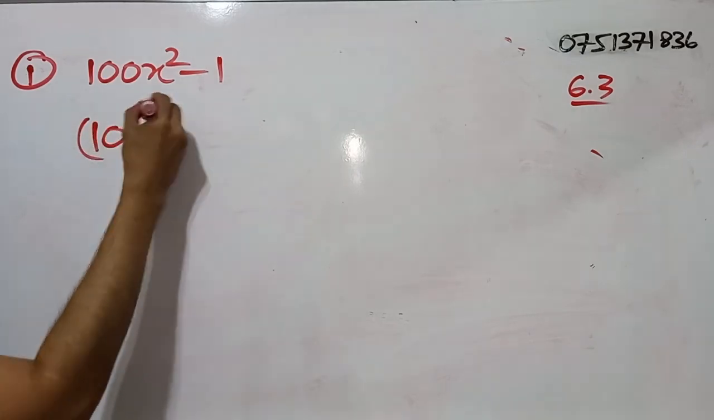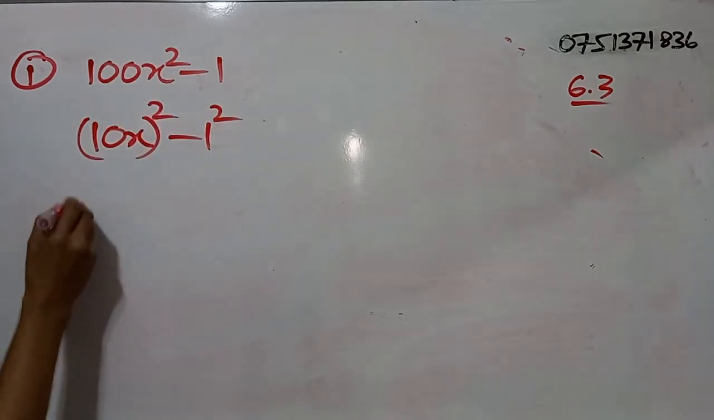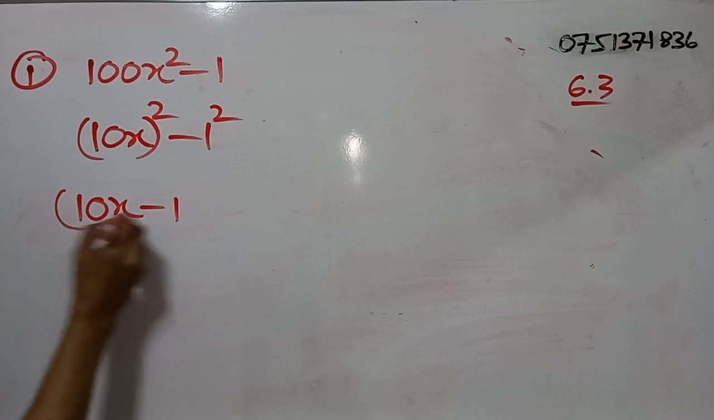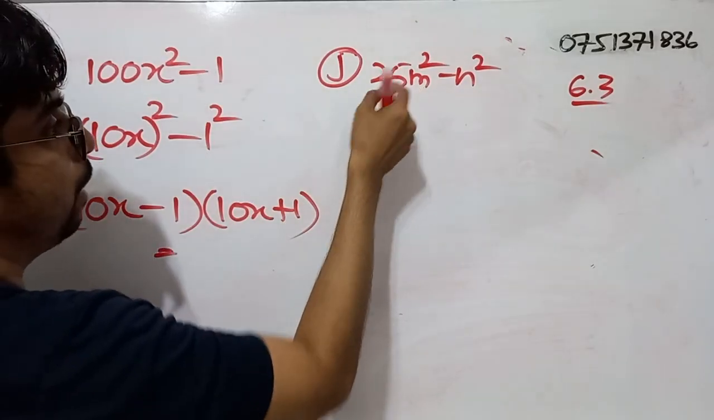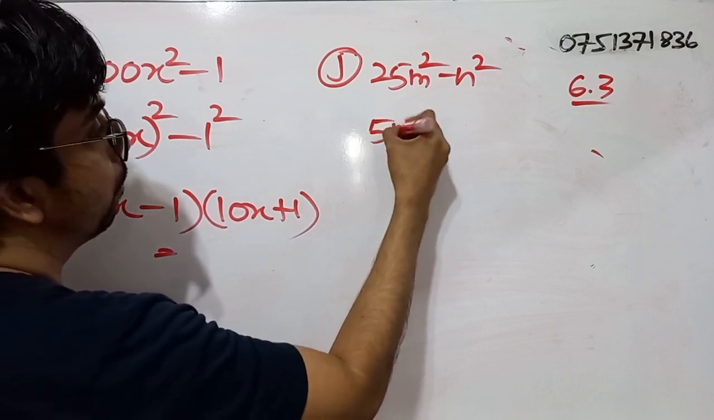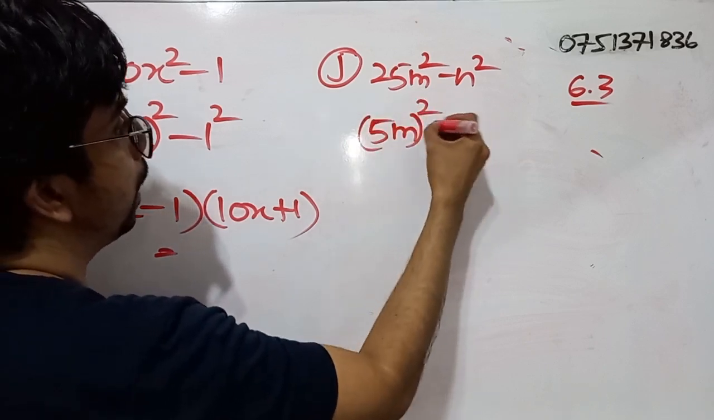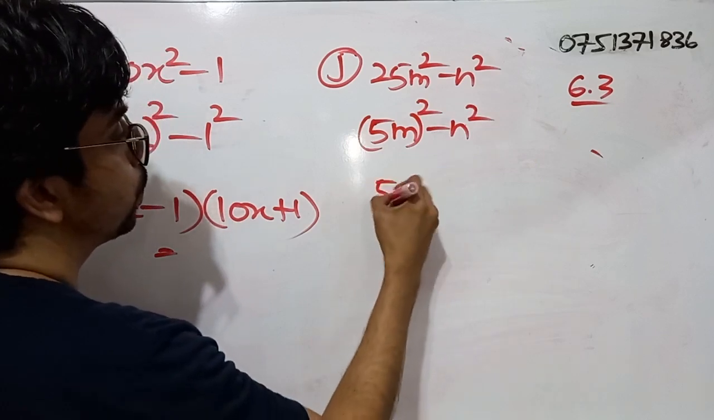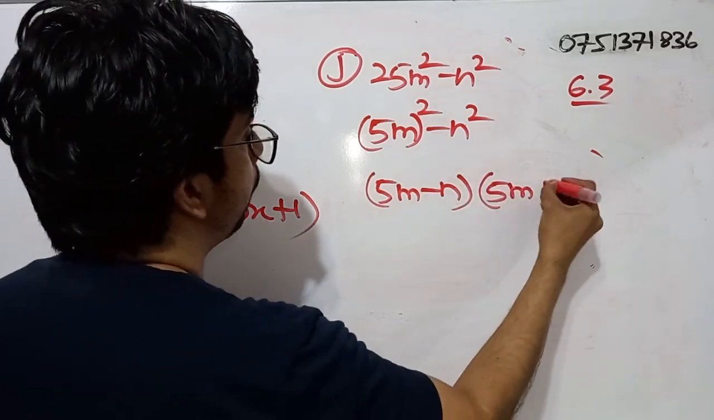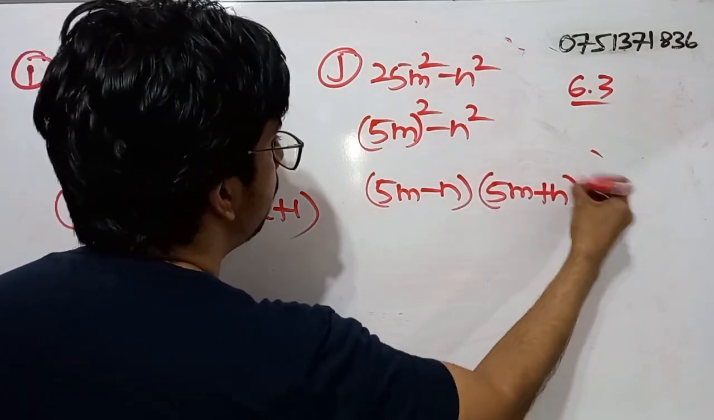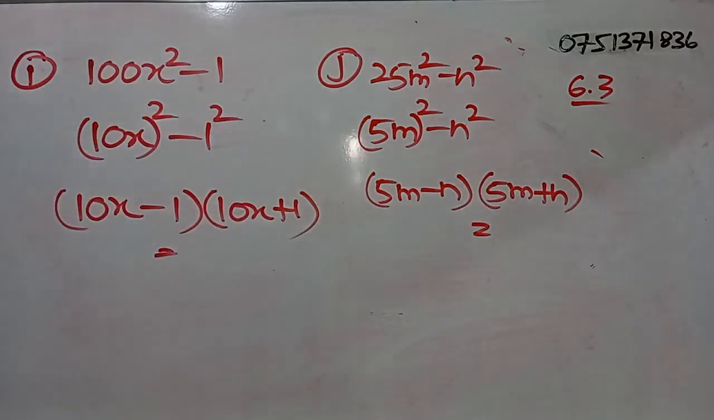10x the whole thing squared minus 1 squared. So that means 10x minus 1, 10x plus 1. So this is the answer. Okay, so here we can rewrite this expression as what? 5m the whole thing squared minus n squared. So 5m minus n and 5m plus n. That's the answer.